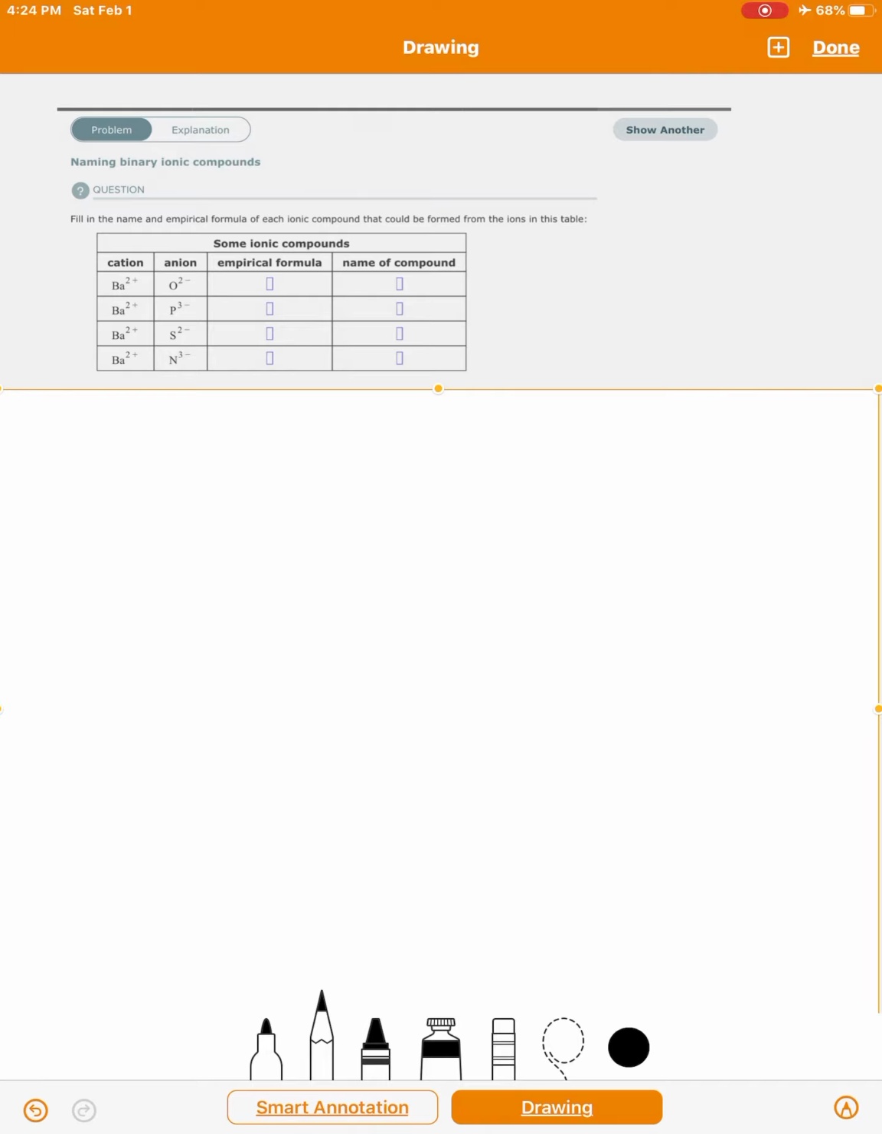There's a barium, Ba 2 plus, and an oxide, oxygen, 2 negative. Let's do the formula first. Remember what we said, they're going to combine in small numbers so that the positive charge is equal to the negative charge. Well, these charges are equal, right? Positive 2 has the same amount as negative 2 does. So that means they're going to combine in a 1-to-1 ratio. You're just going to have one barium and one oxide.